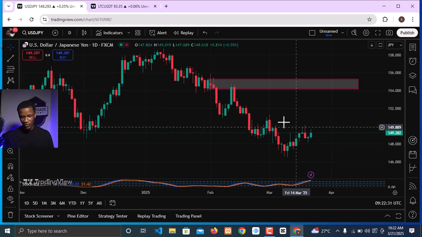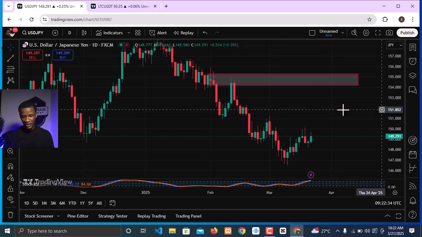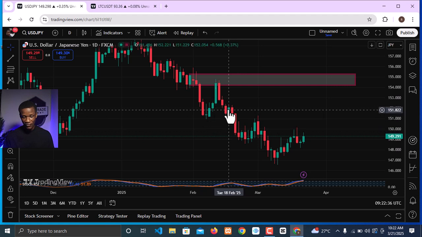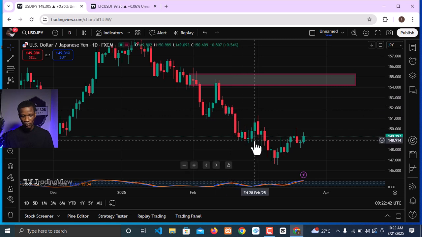And if you also look at this point, we have another one right here. We have this bullish candle, and afterward a strong sell order was injected and the market came back to the downside.